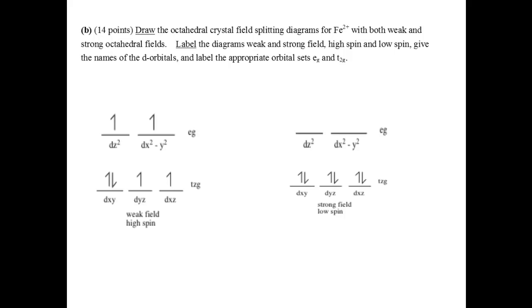Now, draw the octahedral crystal field splitting diagram for iron 2 with oxygen and with water. We know that oxygen is a weak field ligand, so you should maximize the number of parallel spins and place the electrons on the EG set. For strong field, you try to put as many electrons on the lowest energy orbital, which is the T2G set.